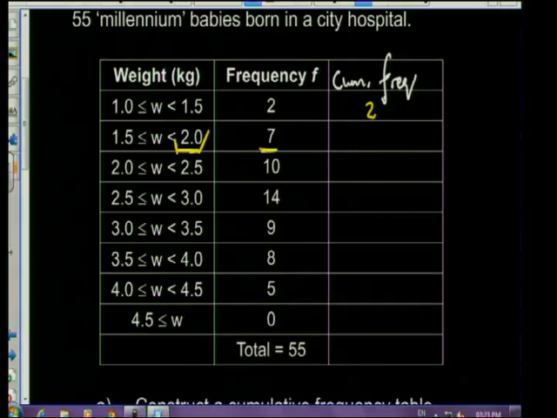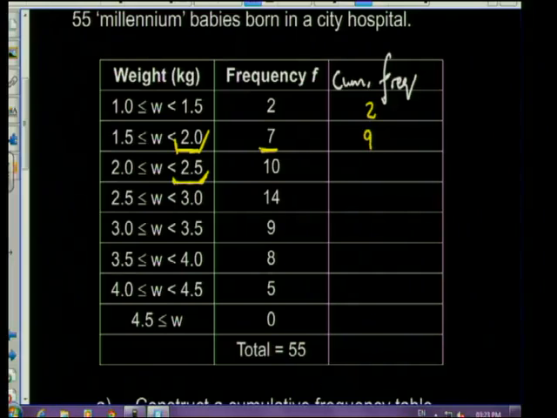So it's everything up to that point. So it would be the 2 plus the 7, which then makes 9. Now when I get to the next one, what we're doing is we're saying, how many babies were actually below 2.5, from that lower bound up to there? So it's always saying, what's the running total? What's the accumulated frequencies up to that point?